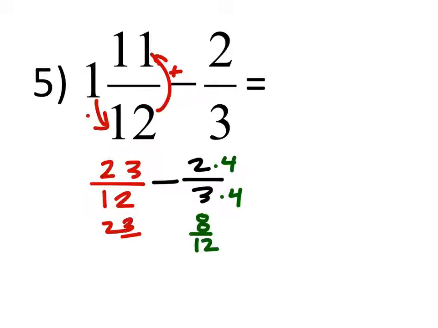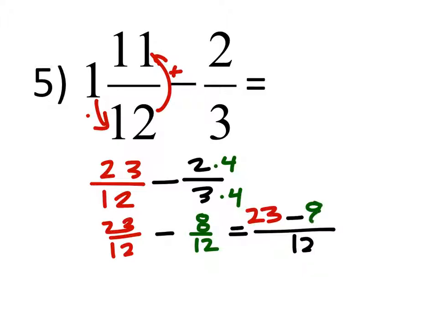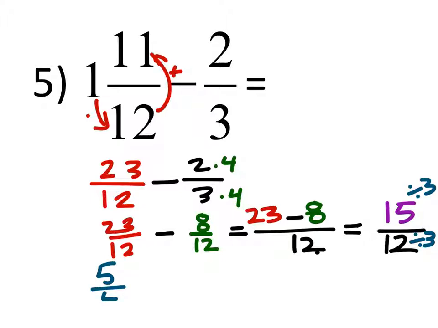And I got 23/12 minus 8/12. So in 12ths, we got 23 minus 8. All right, well, simplifying this, 23 minus 8 is 15, and this is in 12ths. 15 and 12 can be simplified by dividing both of these by 3. So I end up with 5/4, which is the same as 1, and you'd have 1 remaining out of 4. There we go.